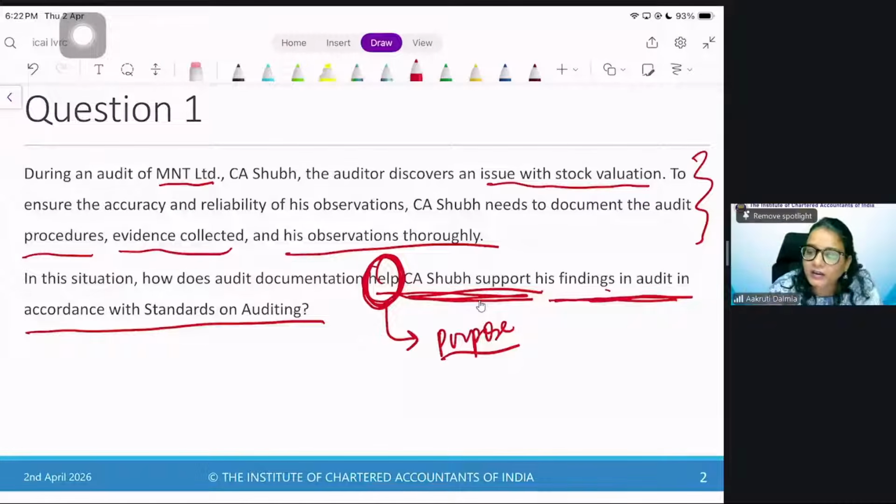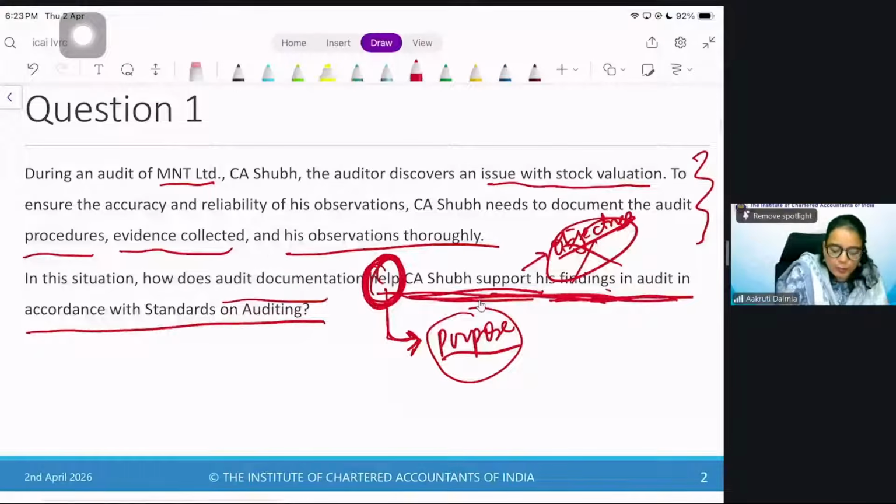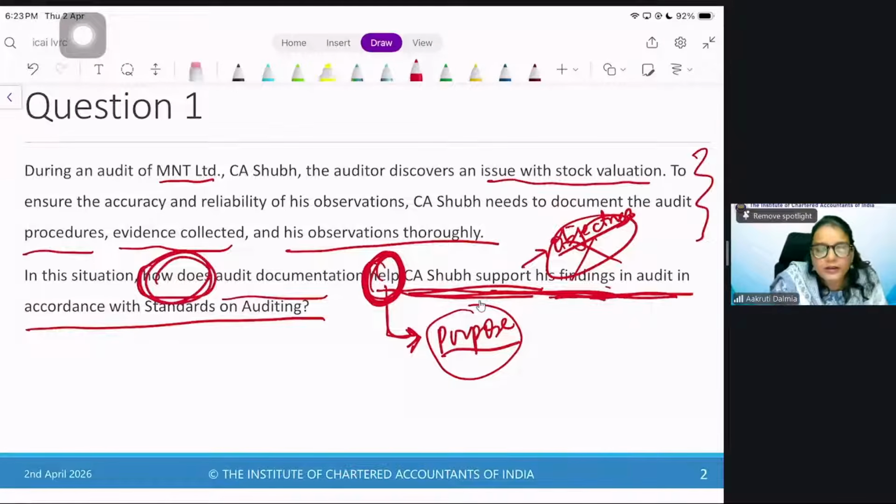Sometimes you will not get the exact topic headline that you see in your book, but you have to make your own interpretation. Of course, you can write the definition of SA 230. That is all the introduction. But the main answer: how does audit documentation help to support his findings? Support his findings is objectives, which means it's definitely not asking for objectives. ये ऑलरेडी बोल रहा है कि ऑडिट डॉक्यूमेंटेशन सपोर्ट करता है फाइंडिंग में, बट कैसे सपोर्ट करता है? हाउ डज इट हेल्प? And that is where it comes in the purpose. So the correct answer was purpose.